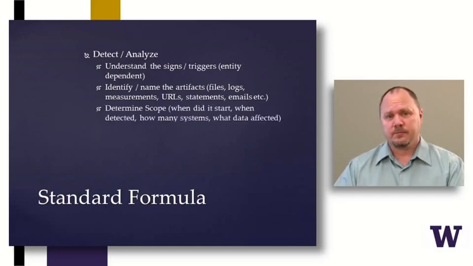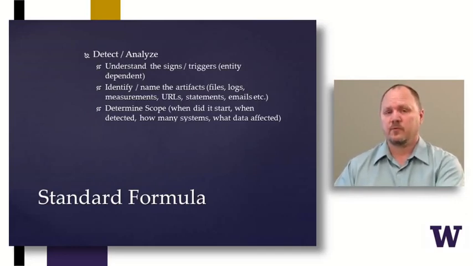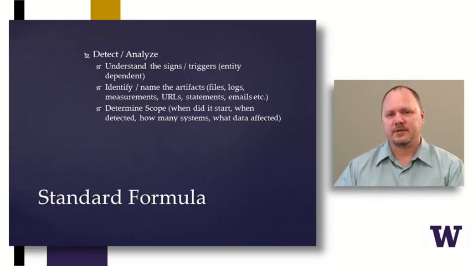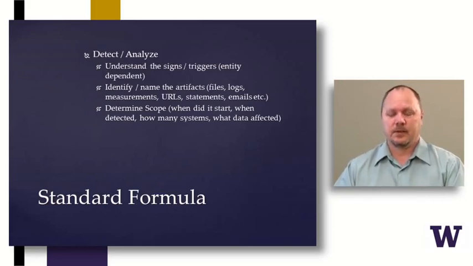Determine the scope. This sometimes is not entirely possible. For example, when did it start? We have an infection, we have something happening on the network that we see is not what we were hoping for. How long has it been going on? Do we have log files that'll tell us that? Do we have any tools that'll let us know? Potentially not. How many systems were affected?